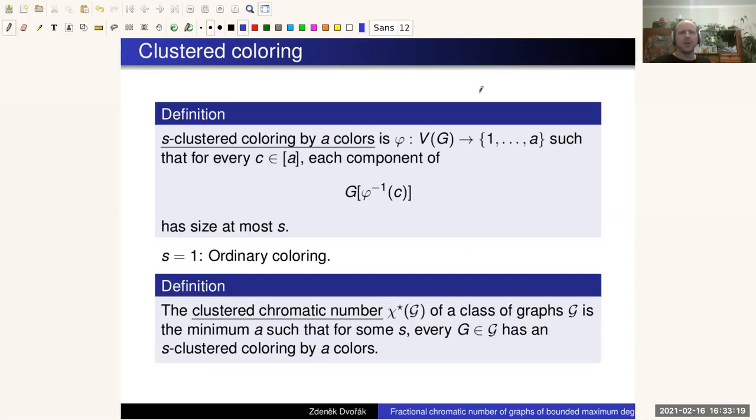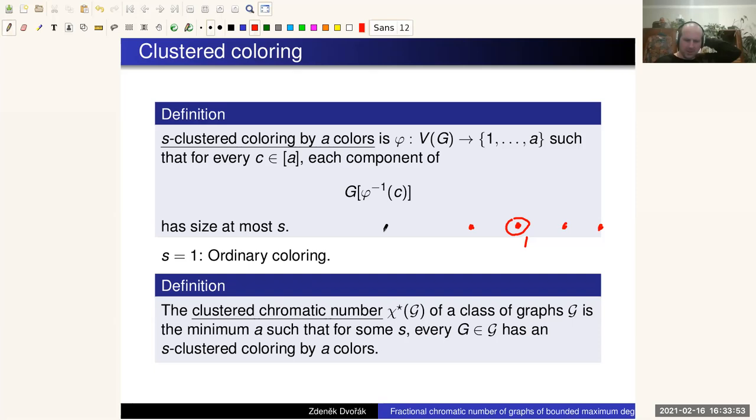And that is, let's switch to a different notion of coloring. So what is a clustered coloring? In a normal coloring, what we require is that any color class is an independent set. What this means is, if you take the subgraph induced by vertices of the same color, each component of this subgraph has size 1. It's just a single vertex.